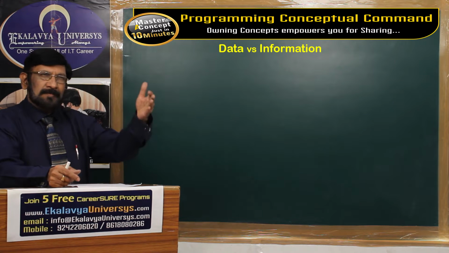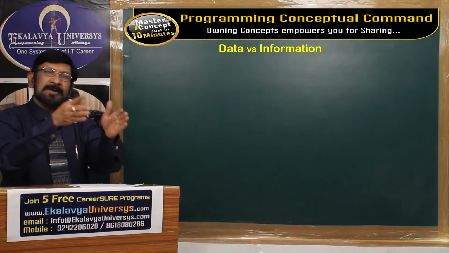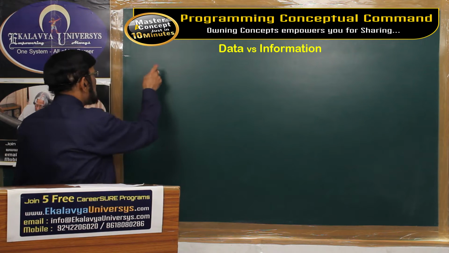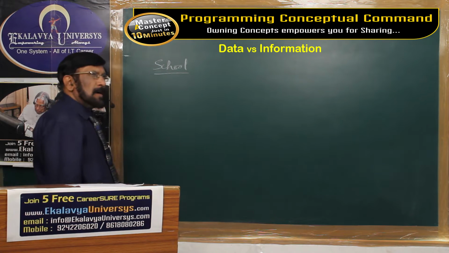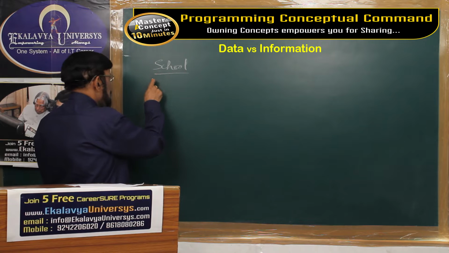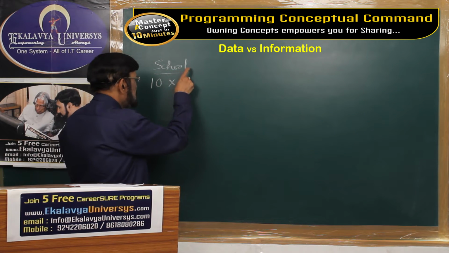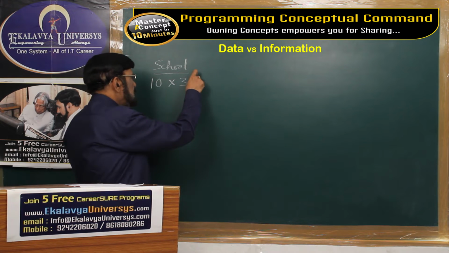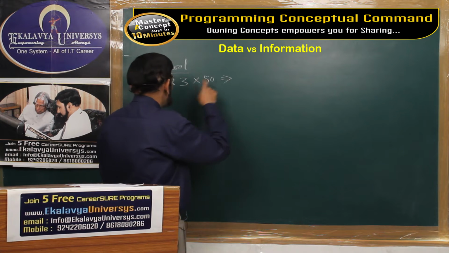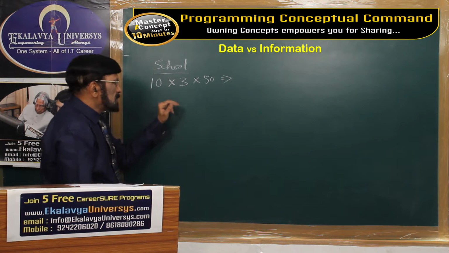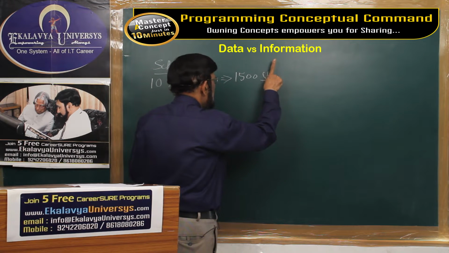Otherwise, if I explain a few points, you may not grasp the clear difference between data and information. For this purpose, I take an example of a school. For example, a school is having 10 classes. Each class is having 3 sections, and each section has 50 students. Totally how many students? 10 into 3, 30, 30 into 50, 1500 students are there in the school.